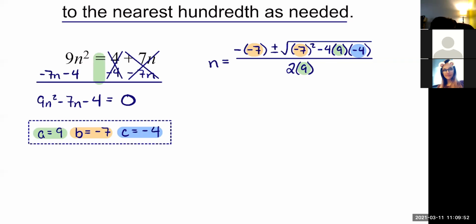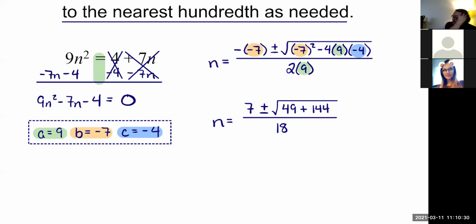So my next step, knocking out these parentheses here: -7 becomes a +7, plus or minus the square root of -7 squared. So -7 times -7 is a +49. Here's where I would grab my calculator. -4 times 9 is -36. But then I need to multiply that by -4, and you get a +144. And then the entire thing is over 2 times 9, which gives me an 18.